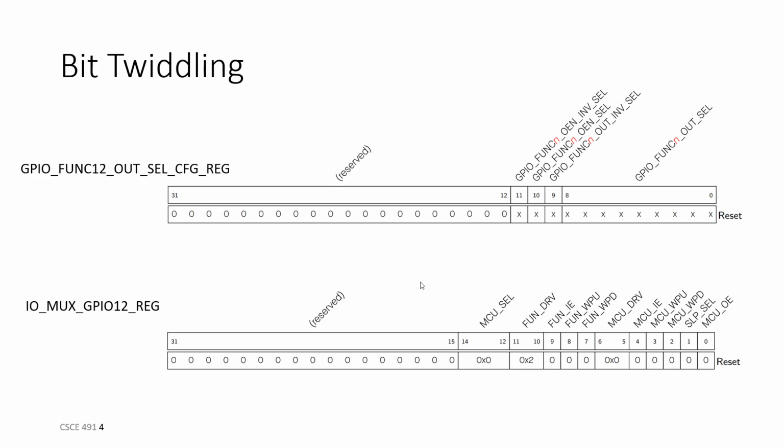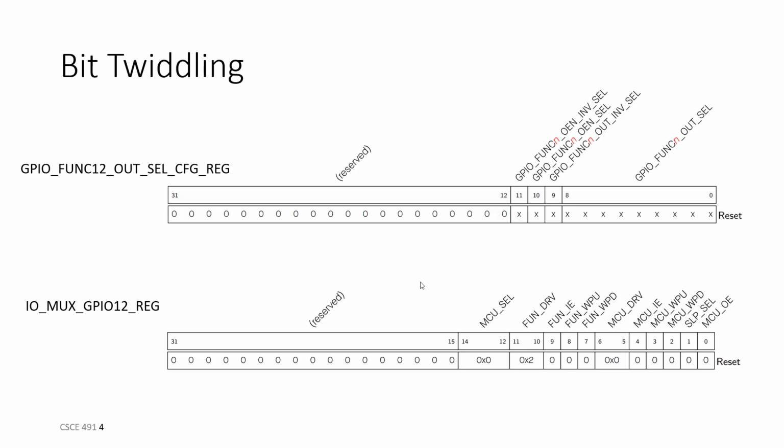Down here, the select is 3 bits, 14 down to 12. It's called MCU select, right? So this is a 3-bit select for the IO mux, and this is the 9-bit select for the matrix, right? And they're in 2 different spots. So be aware of that, okay?